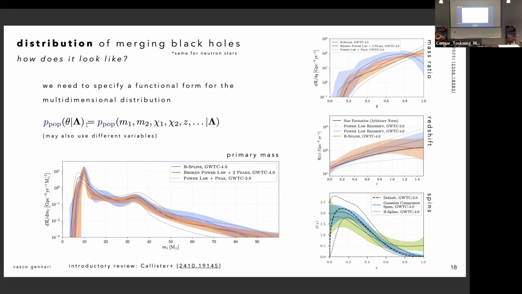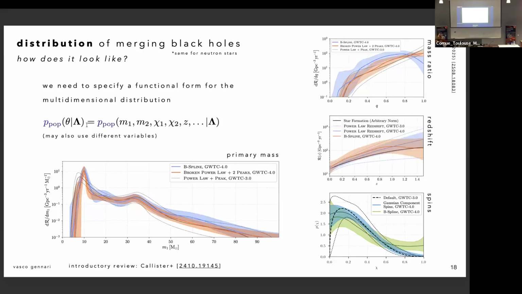We can also use a combination of different parameters. For example, instead of the masses, we can use the mass ratio or the chirp mass. Instead of component spins, we can use the effective spins or precessing spin. But the idea is the same. And you get distributions like these ones, which are taken from the LVK population paper. You see here, for example, in the top right, the distribution for the mass ratio, then the distribution of the redshift, the distribution of the spin. And here, the big one is the distribution of the primary mass.